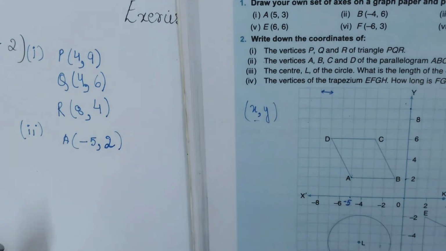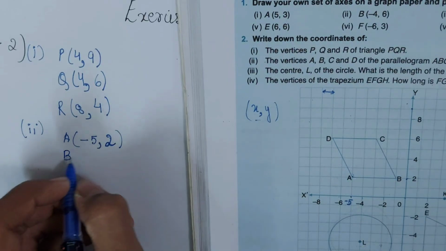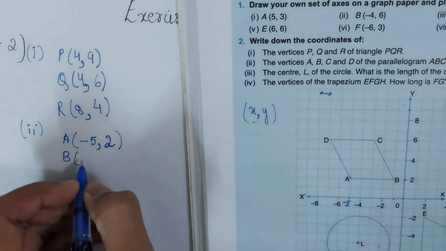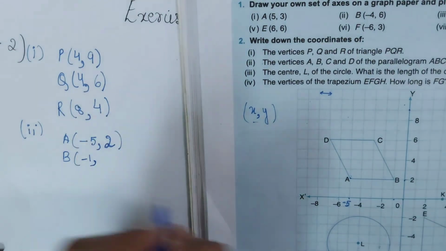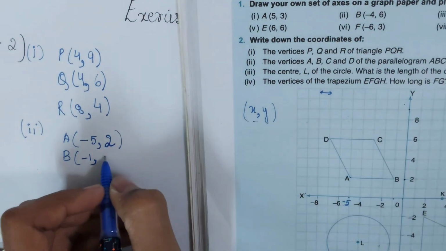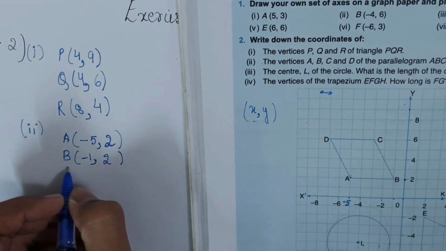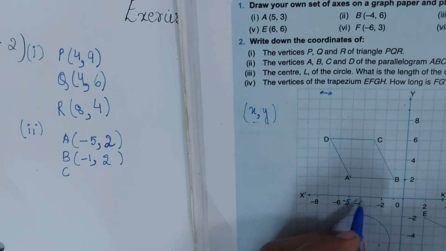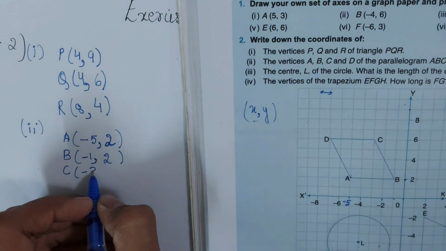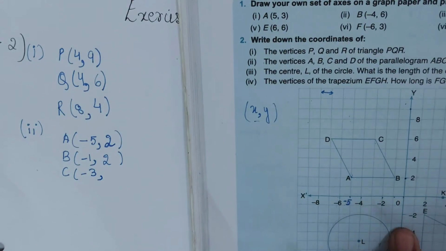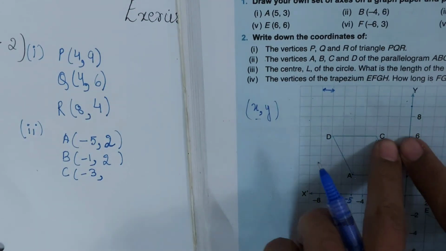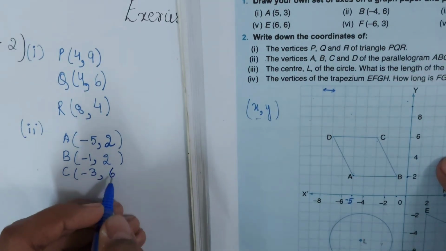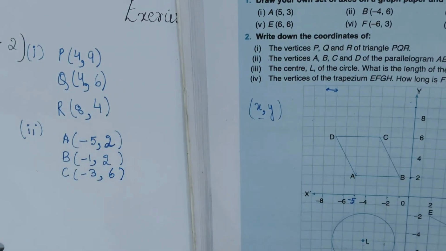Okay, let's do the same for B, right? B, you can see it's between 0 and -2. That means it is at -1, right? And the y coordinate, that will be same, +2, right? For C, what have we got? Between -2 and -4, that means it is at -3. And then the y coordinate, you can pretty clearly see it here. See, it is in front of 6, so 6, right?